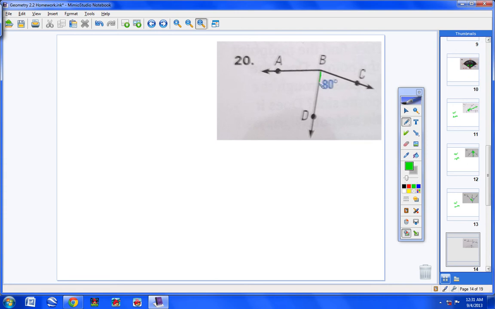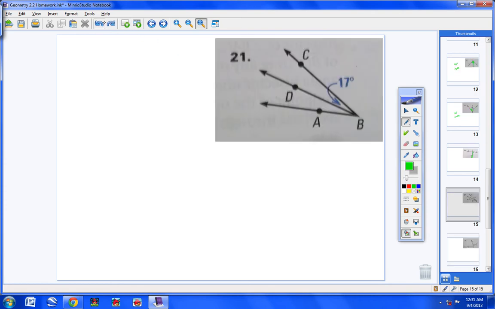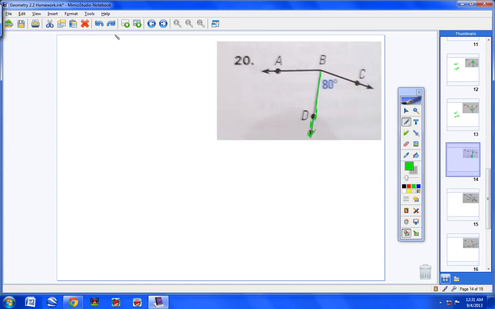BD is an angle bisector. They tell us that in the directions. It cuts the angle in half. So if it truly cuts the angle in half, then that means this angle here is 80, and that means this angle over here is also 80. So if this angle is 80 and this angle is 80, then the whole angle all the way across, 80 plus 80, has to be 160 degrees. And of course, we call that an obtuse angle.